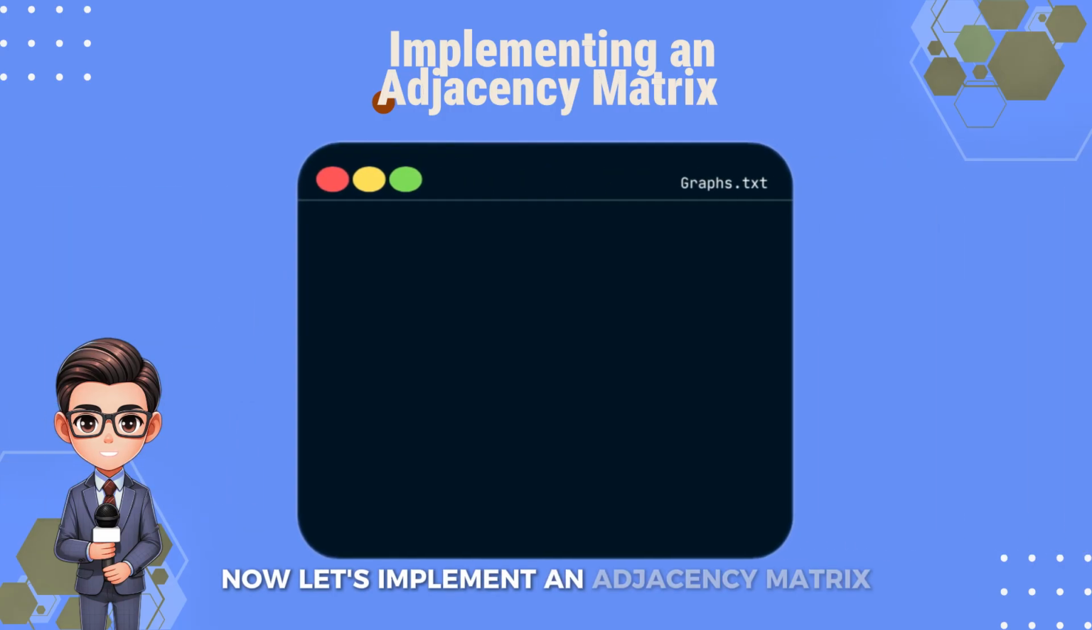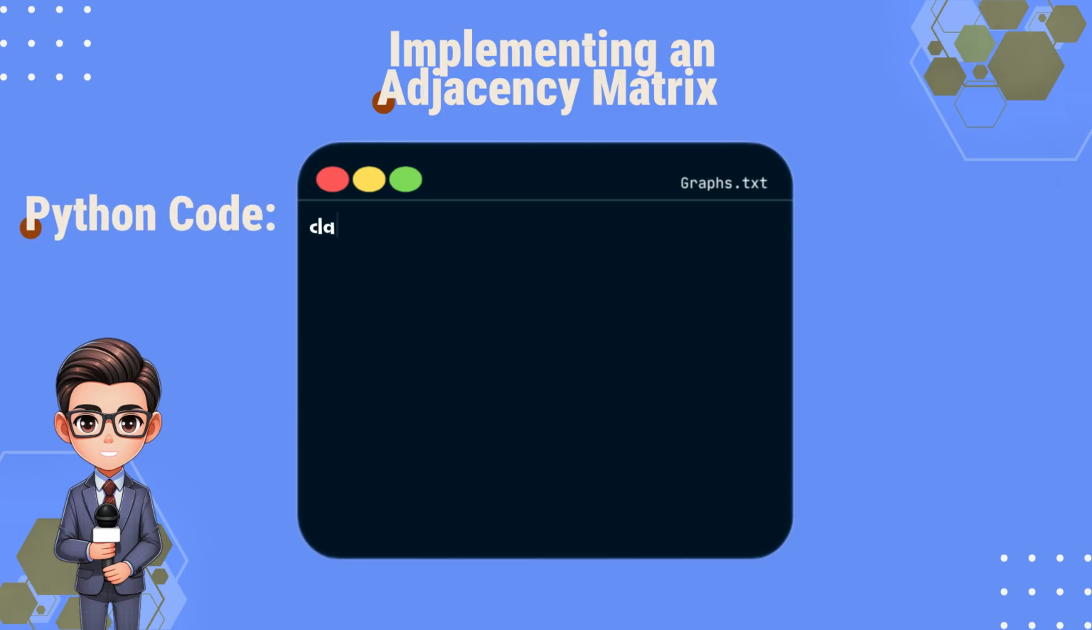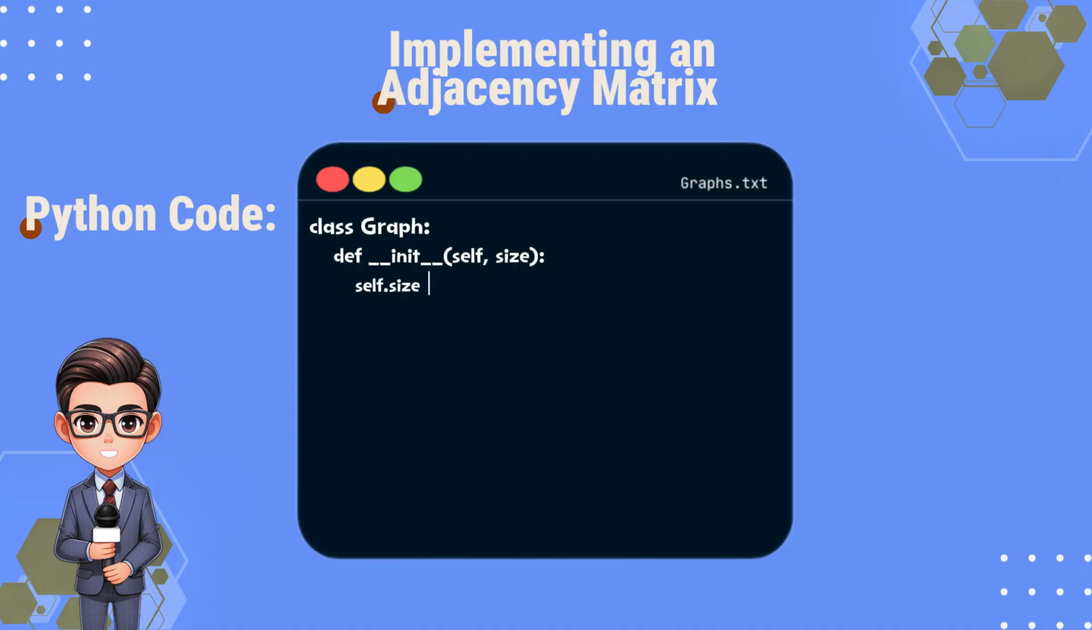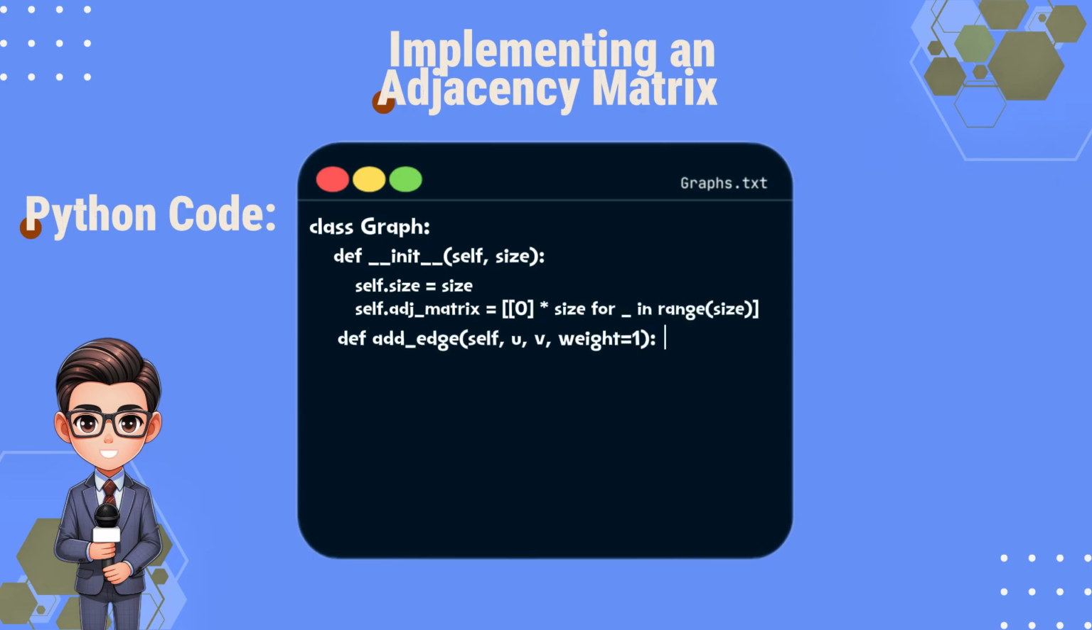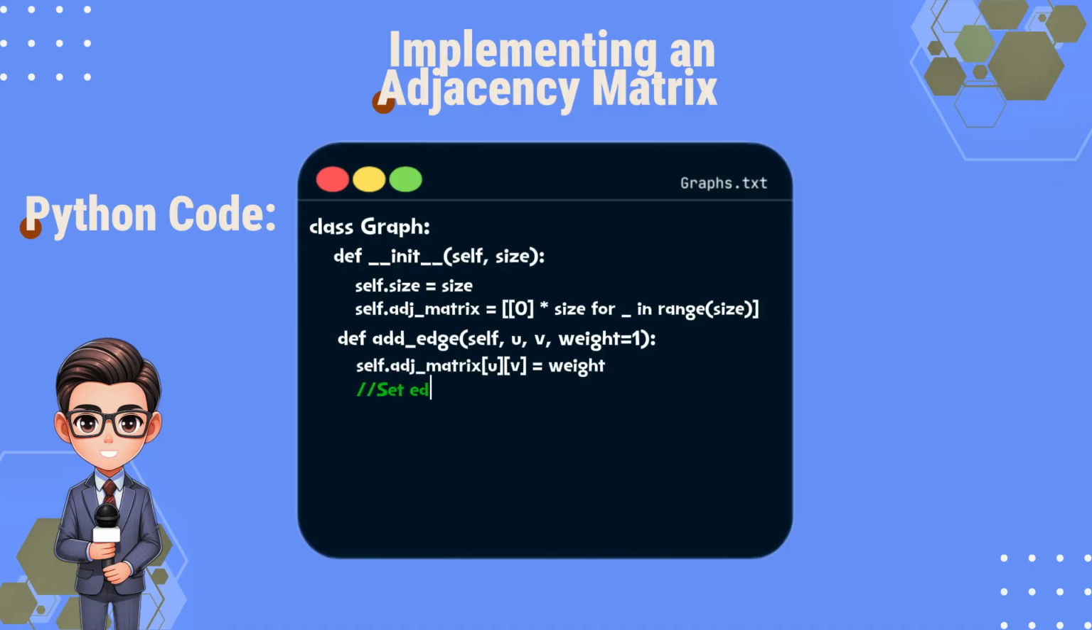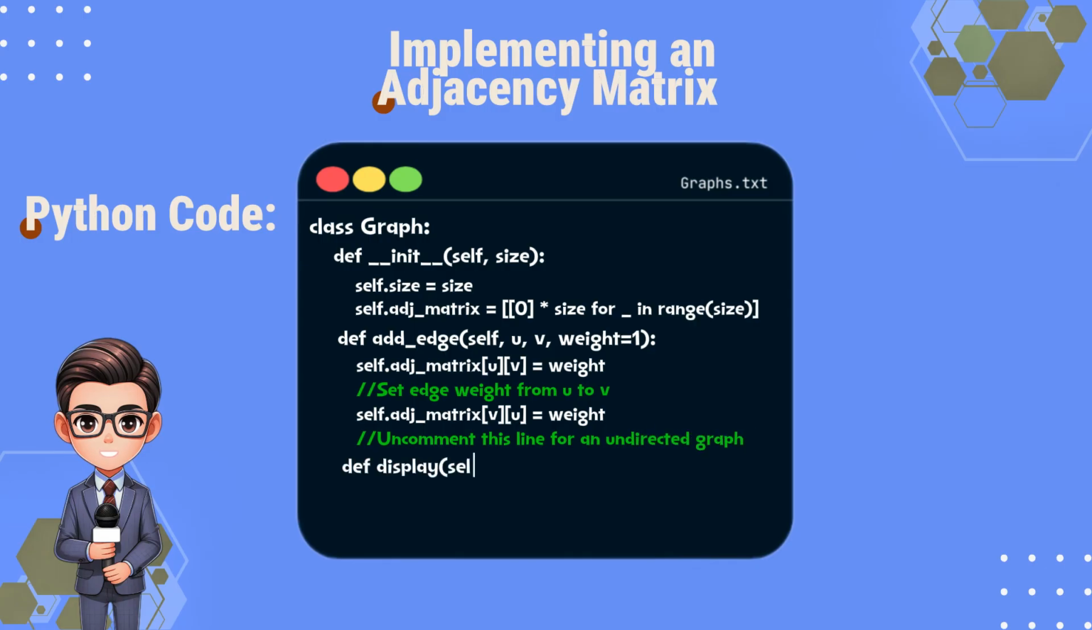Now let's implement an adjacency matrix, a way to represent graphs using a two-dimensional array. Let's jump into Python. A function that initializes the graph with a given size and creates a 2D adjacency matrix. A function that adds an edge between node U and V with an optional weight. A function that displays the adjacency matrix in a readable format.